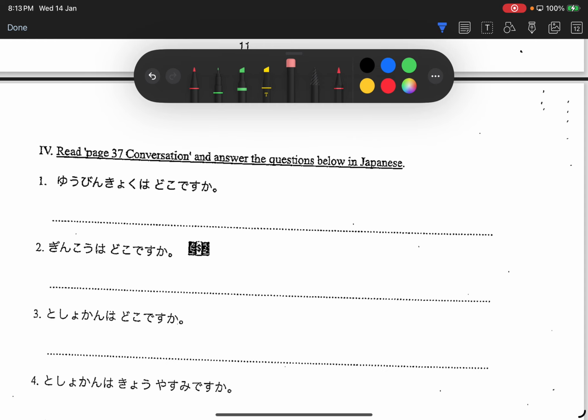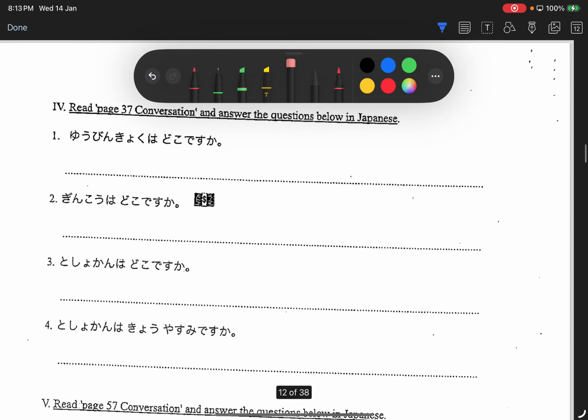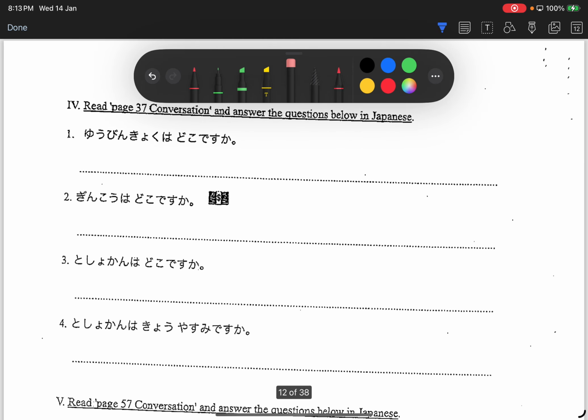Okay, next we have a conversation. Page 37 is referring to the one in lesson 3. So the one in lesson 3, we were asking for the location, right? The position or something. You're there already. Yeah. Right, so it's asking for the position of where is something. So question number 1.